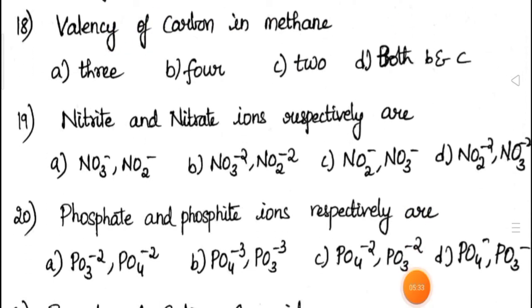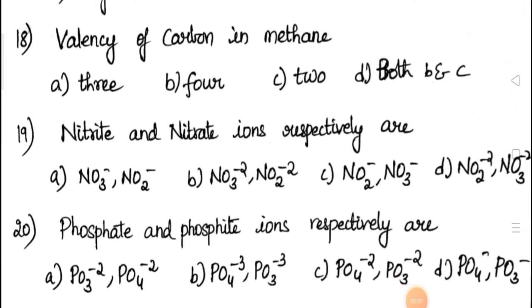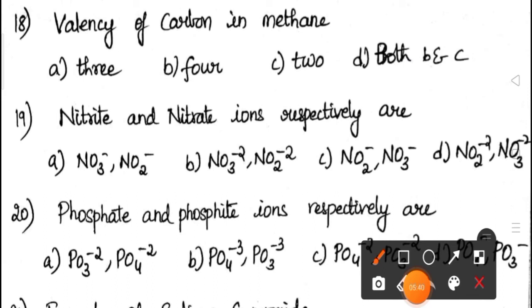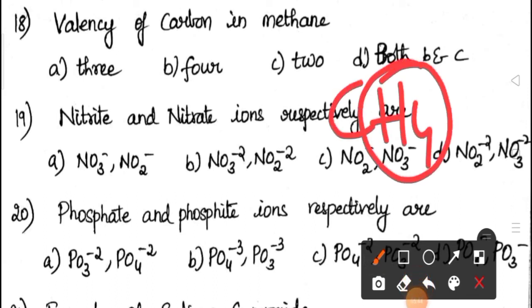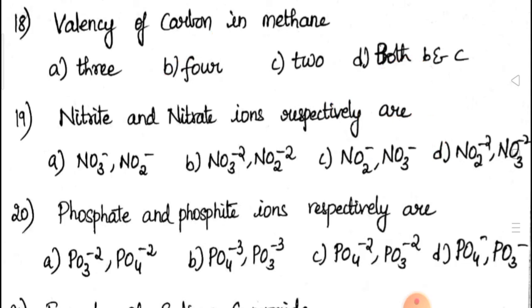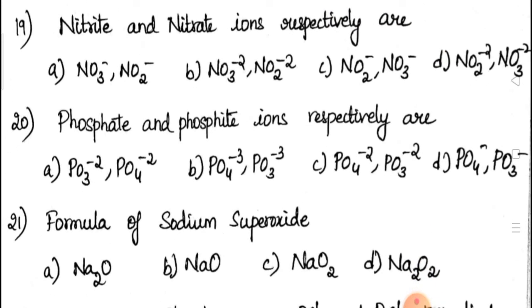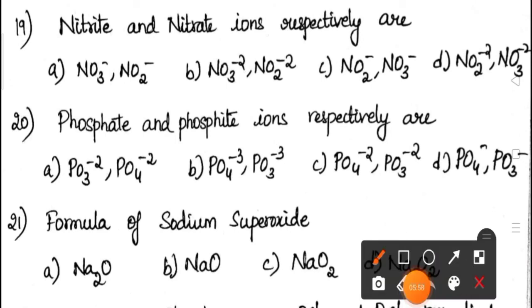Okay. 18th one. Valency of carbon in methane. What is the formula? First of all, if you write, you can understand. It is not a big issue. How many hydrogens are combined with one carbon? 4. So the answer is 4. Okay, like that you need to consider. Nitrite and nitrate ions respectively. Nitrite NO2 minus, nitrate NO3 minus.